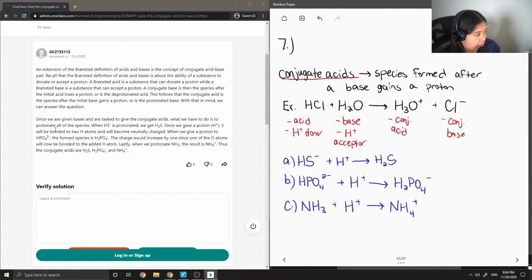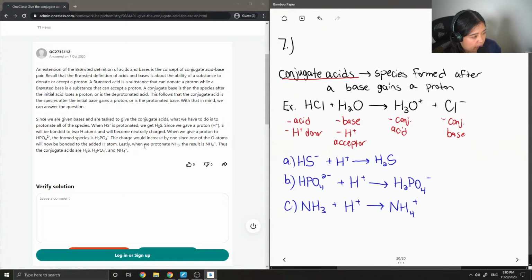When HS- is protonated, we get hydrogen sulfide. Since we gave a proton, the sulfur will be bonded to 2 hydrogen atoms and will become neutrally charged. When we give a proton to HPO4 2-, the formed species is H2PO4-. The charge would increase by 1 since one of the oxygen atoms will now be bonded to the added hydrogen atom.